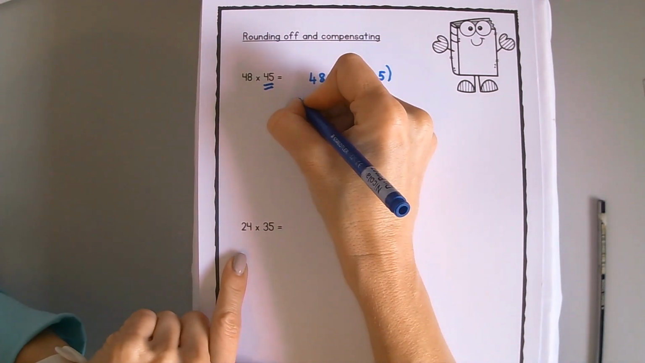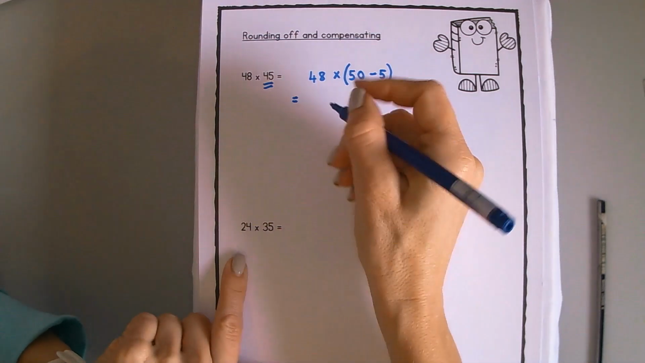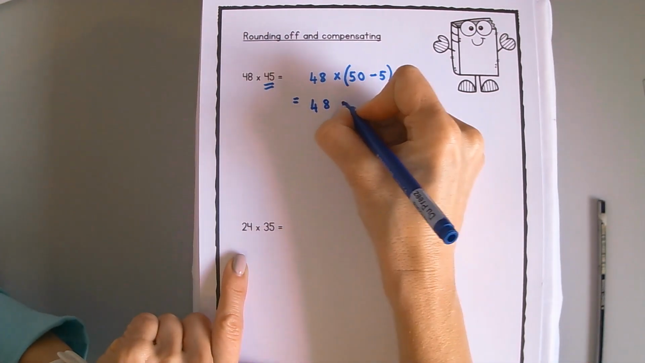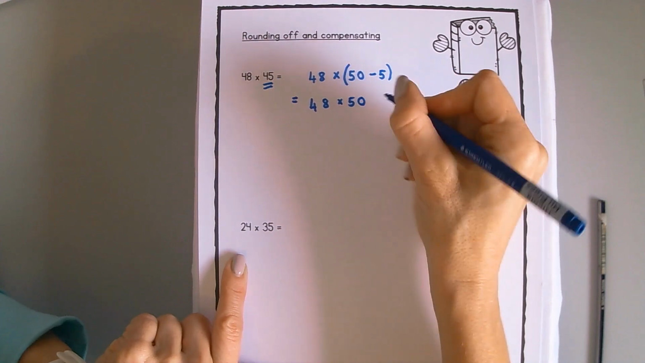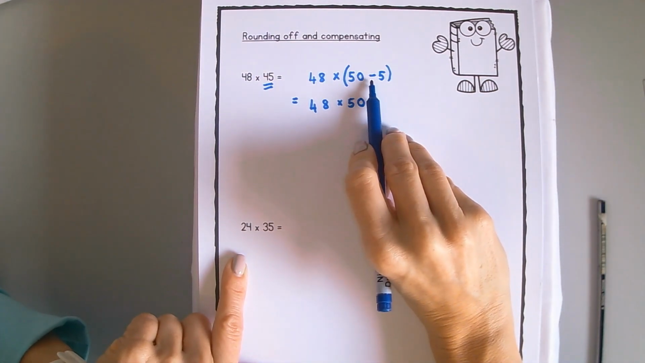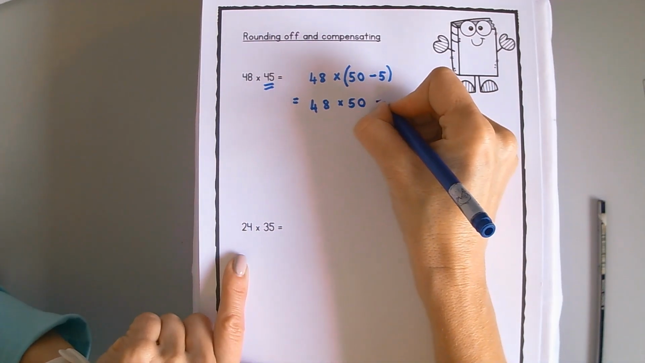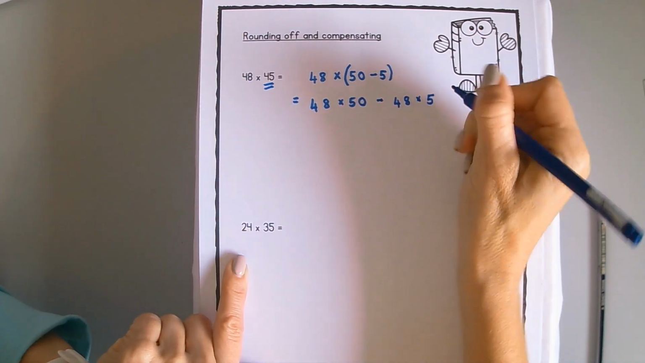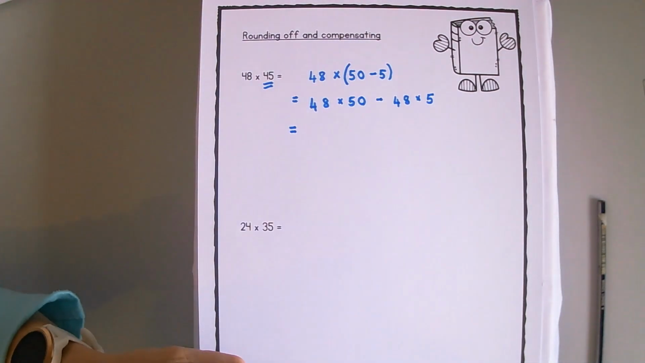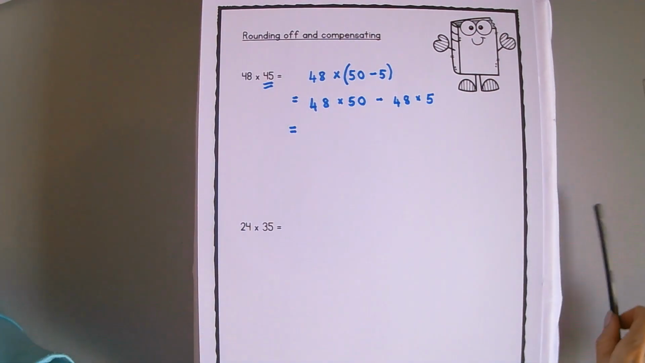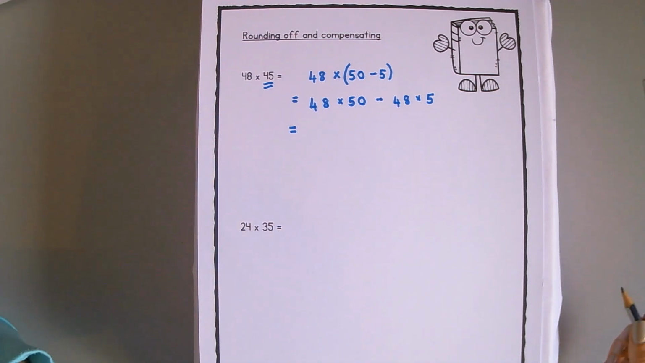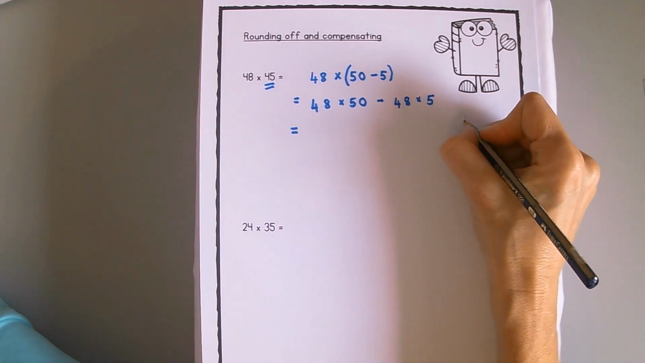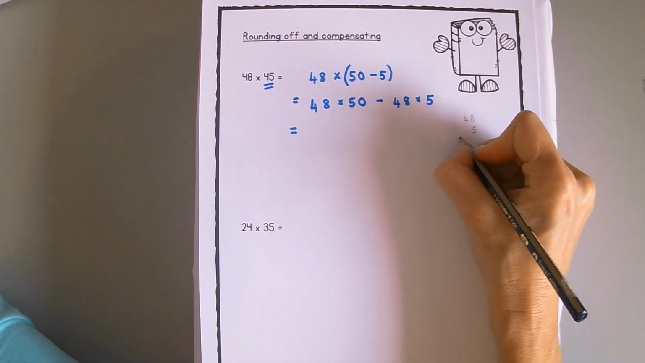Okay, now what we can do is what we did with the breaking down method. We take 48 times 50, but this time, can you see we are subtracting? So we need to subtract 48 times 5, and then we can work it out there. Now, this one calls for some working out on the side, because I know my 5 times table, but I'm not sure about my 5 times table until 48. So we're going to do a little sum on the side.